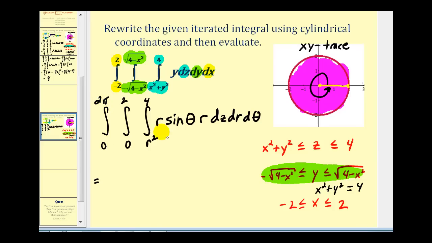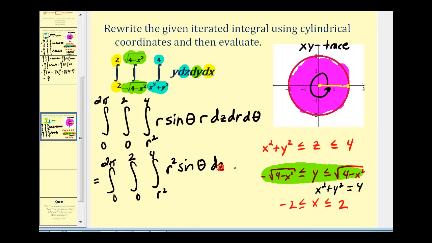Let's go ahead and rewrite this. We'll have r squared sine theta dz, dr, d theta. Let's go ahead and evaluate this on the next page.